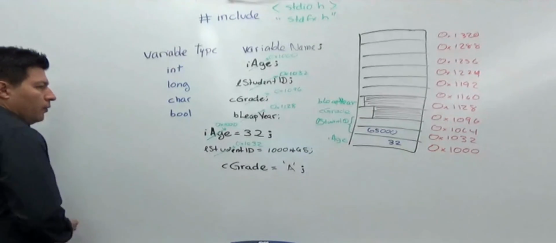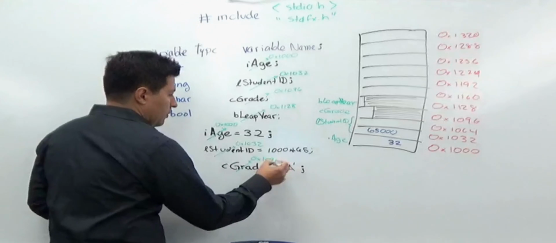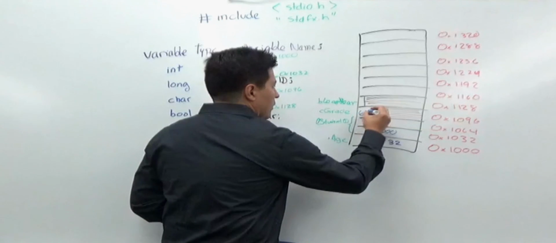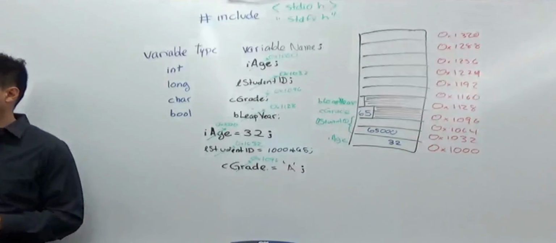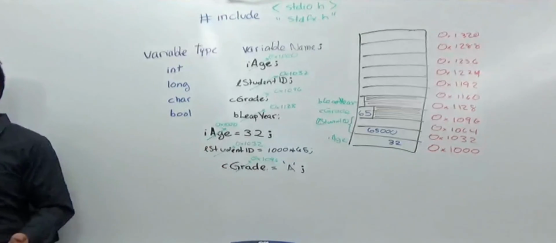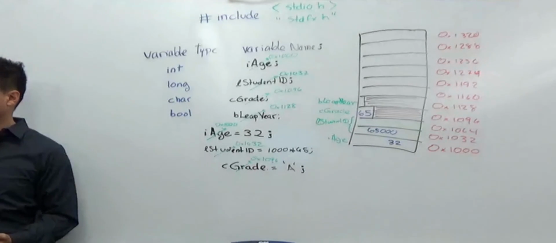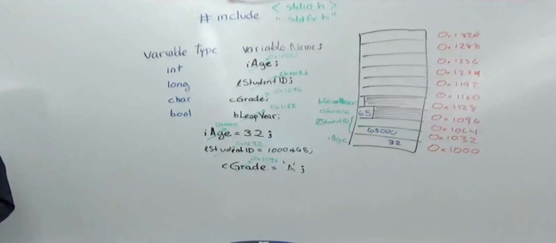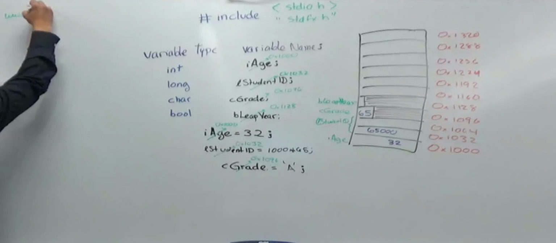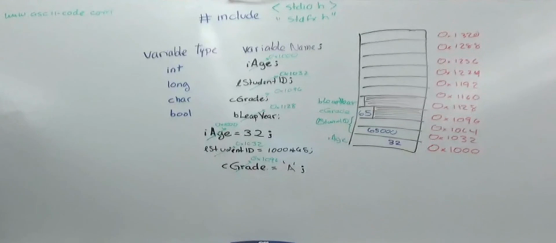So the computer is going to go to address 1096, and guess what it's going to store here? 65. Because the computer only cares about numbers, right? It's just binary. So the ASCII code of the letter A is 65. You can go to... Did I tell you that last time? Yeah.